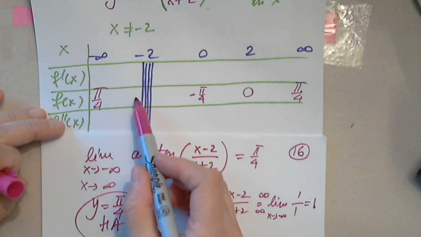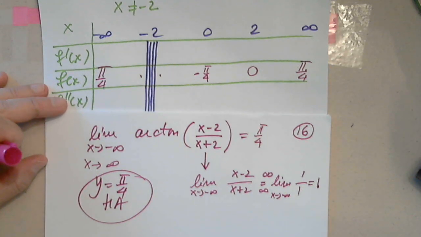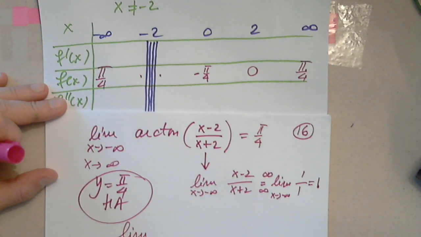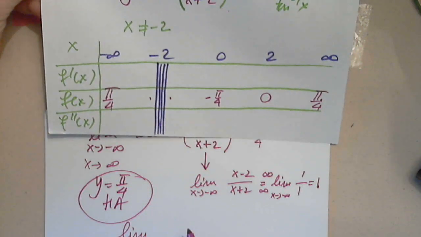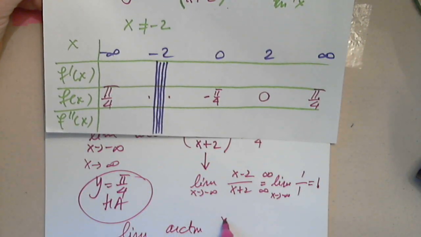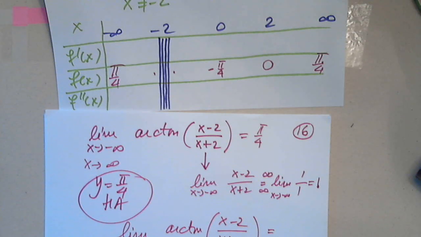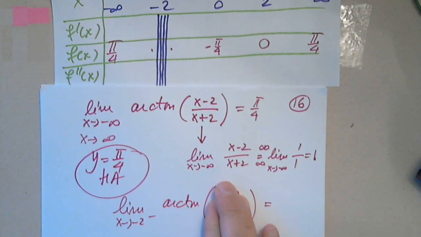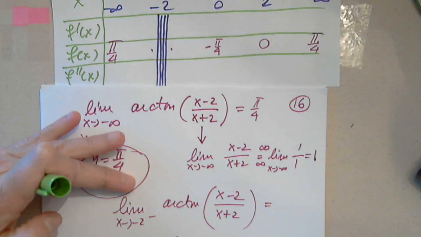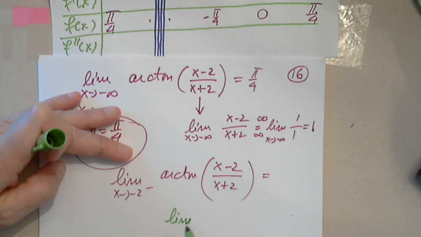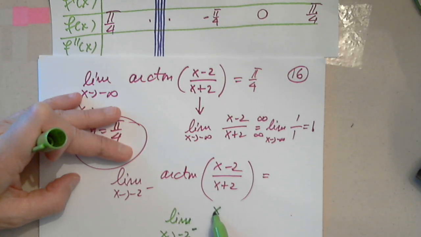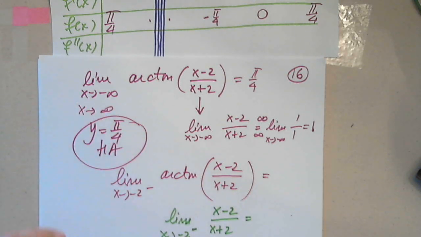Okay, now I would like to see what happens here, and then I'll move on to the first derivative. So let's see the limit as x approaches negative 2 from the left of arctangent of (x minus 2) over (x plus 2). Now, where is this going? Let's say we don't know. Let's determine this limit on the side. So x approaches negative 2 from the left, of (x minus 2) over (x plus 2). Obviously the numerator is negative, and the denominator, with x near negative 2 from the left, is still negative.